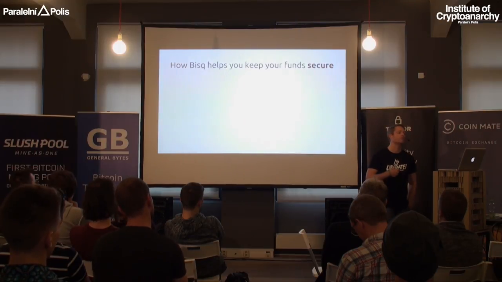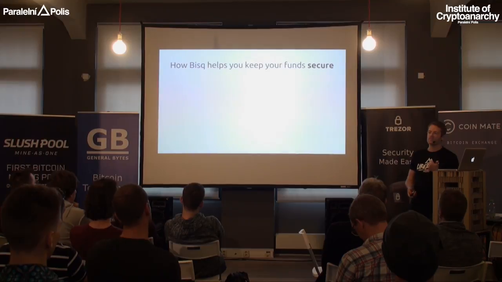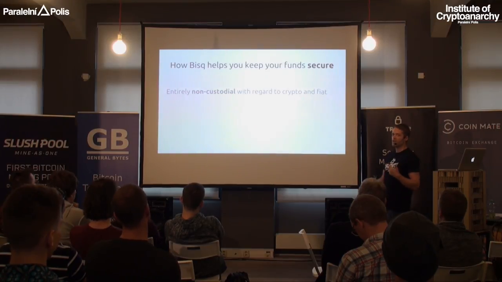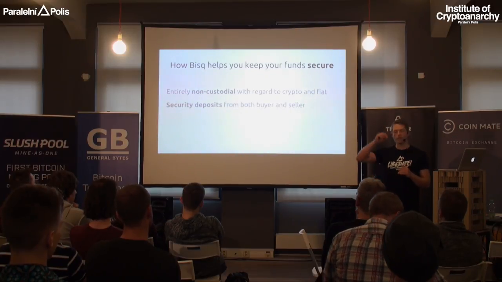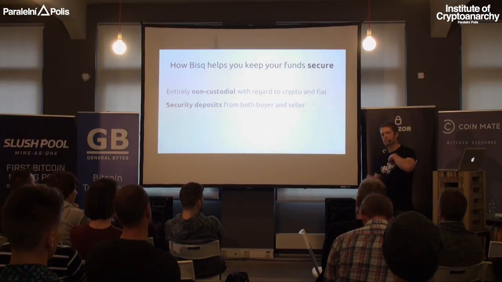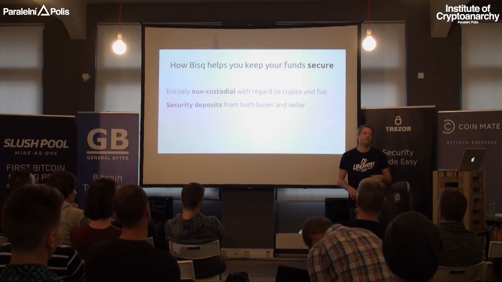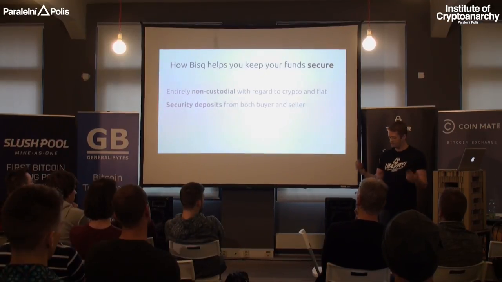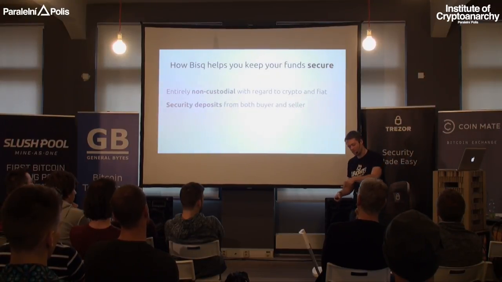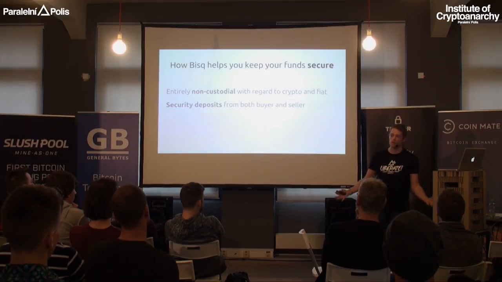Bisq helps keep your funds secure in several ways. One, it's entirely non-custodial with regard to both crypto and fiat. There's a two-of-three multi-sig escrow with the third key held by an arbitrator. So you have a key to that Bitcoin multi-sig transaction that holds your Bitcoin. Your counterparty has a key, and an arbitrator has a key. Your arbitrator won't have anything to do with that trade unless something goes wrong, can't see any information, has no custody over anything. The happy path is that when the seller clicks, I received the buyer's payment, that multi-sig transaction is paid out because Bisq coordinates your two keys working together to sign it, right?